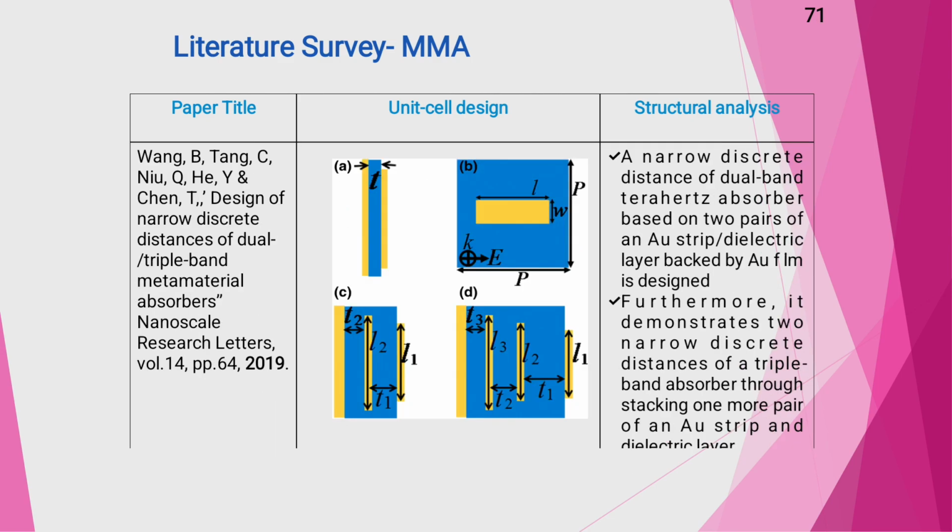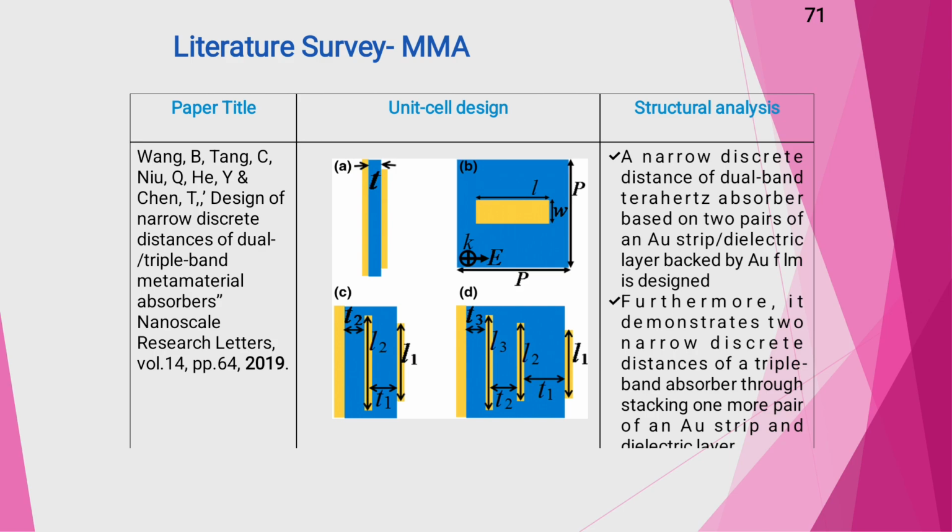The fourth paper is design of narrow discrete distances of dual and triple band metamaterial absorbers. Here a narrow discrete distances dual band absorber based on two pairs of gold strip and dielectric layer backed by gold film is designed. Also, it demonstrates two different narrow discrete distances of a triple band absorber through stacking one more pair of AU strips.